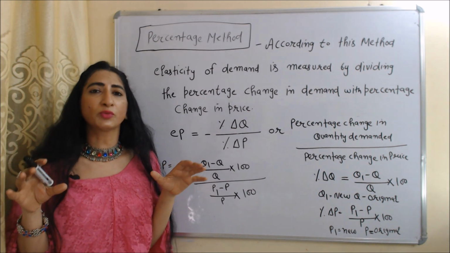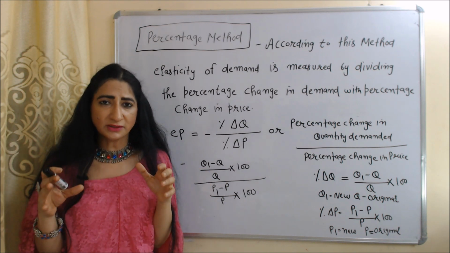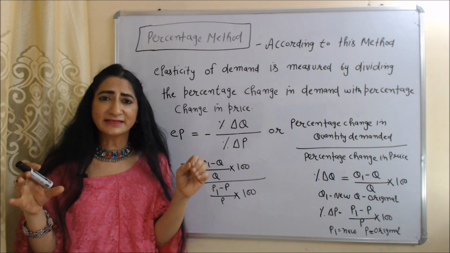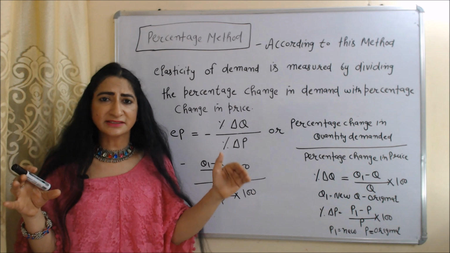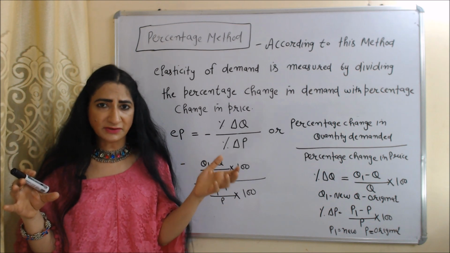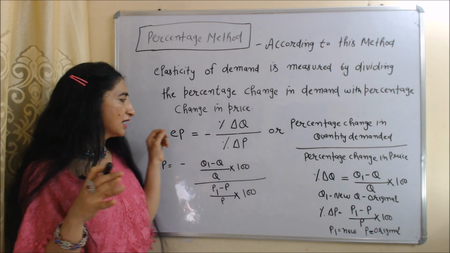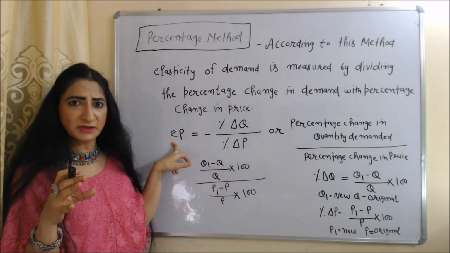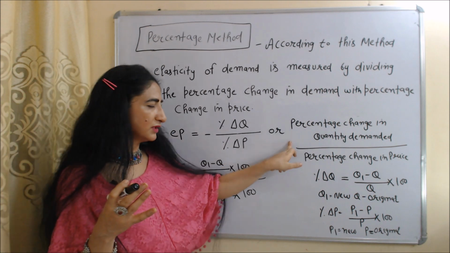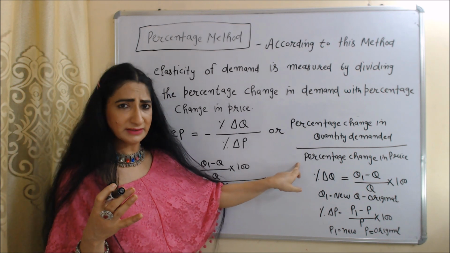First of all, we are going to talk about the percentage method to measure price elasticity of demand. According to this method, we can measure price elasticity of demand by dividing percentage change in demand by percentage change in price. The formula is EP, where EP means price elasticity of demand, equal to percentage change in quantity demanded divided by percentage change in price.